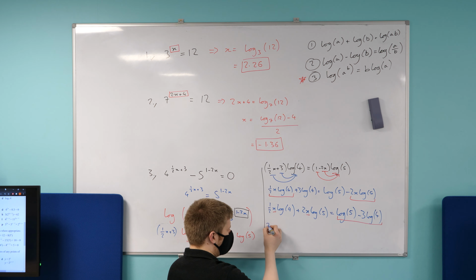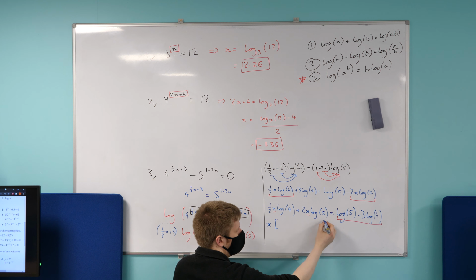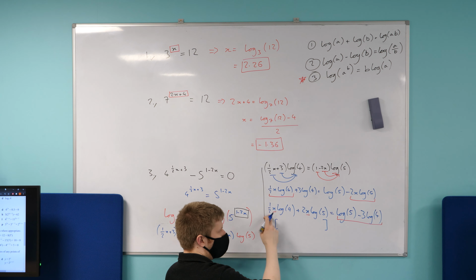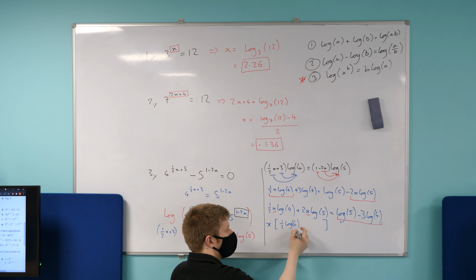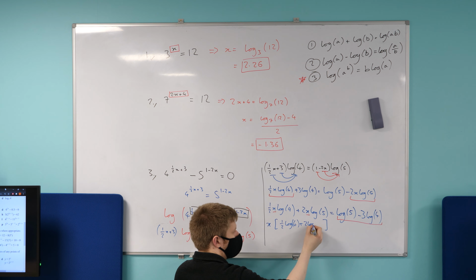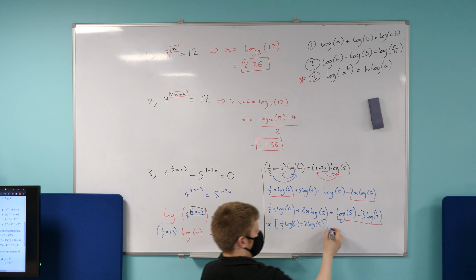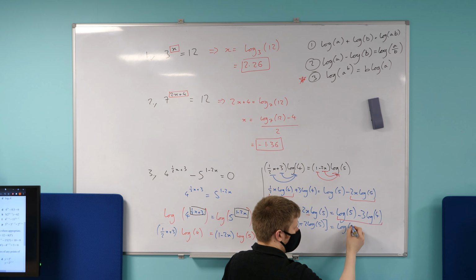So if I factorise x out of the left-hand side, if I factorise an x out of here, what am I going to be left with? Half log 4, perfect, plus 2 log 5. Perfect. And the right-hand side still stays the same.